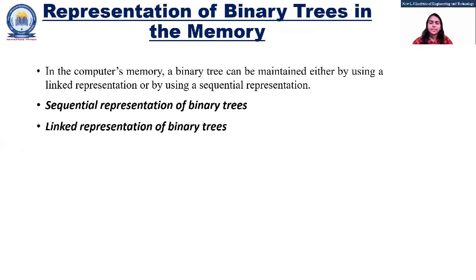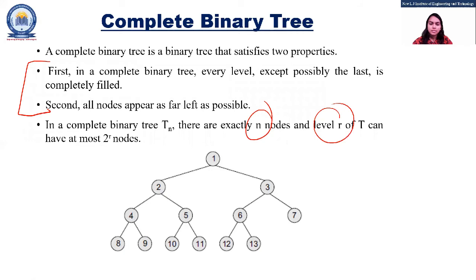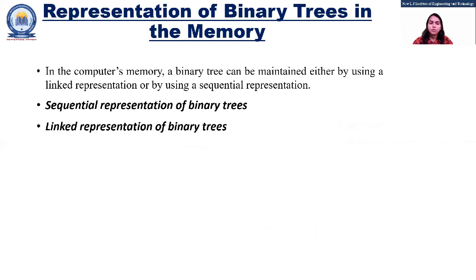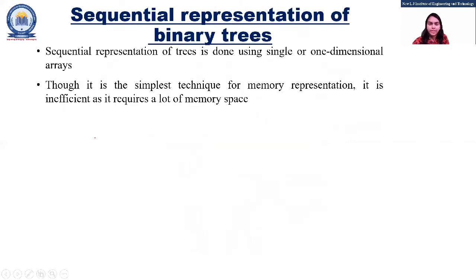Now let us see the representation of binary trees in memory. This is a representation from the user perspective, and we are very comfortable with this kind of visualization. But how is this binary tree stored in memory? In the computer's memory, a binary tree can be maintained either by using a linked representation or a sequential representation. Let us start with the sequential representation. The sequential representation of a tree is done using single or one-dimensional arrays.